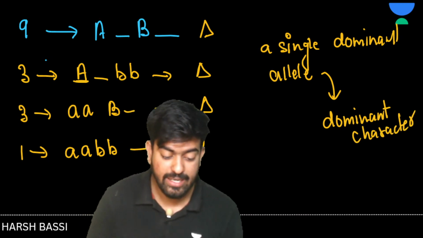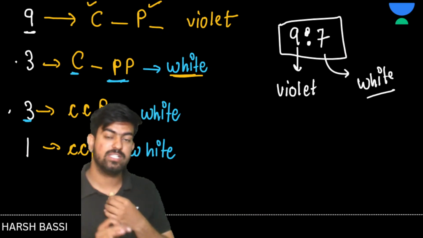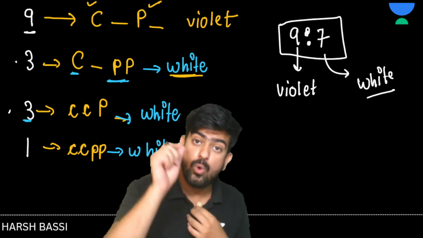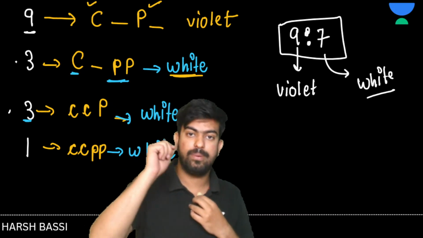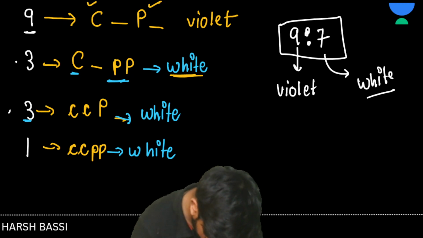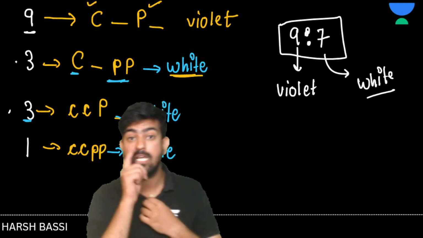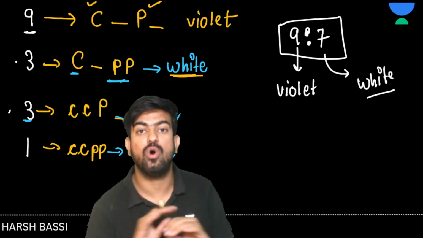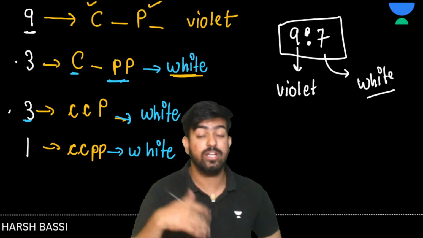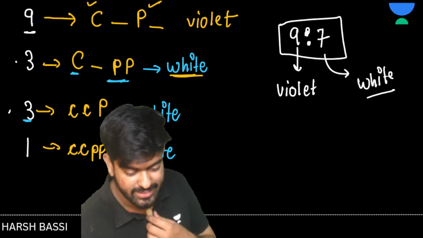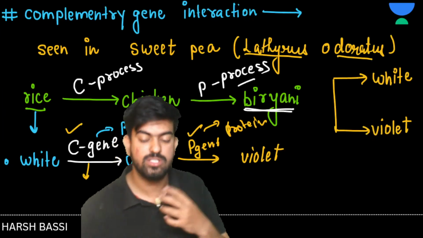But here in complementary gene interaction, what's happening? To show the violet color, or to show the dominant violet color, both the genes should be dominant. Okay, both the genes should be dominant. So even one is controlling the whole. Even one dominant allele is able to produce the dominant phenotype. Clear? This was a case in duplicate gene interaction, but in complementary gene interaction this is not the case.